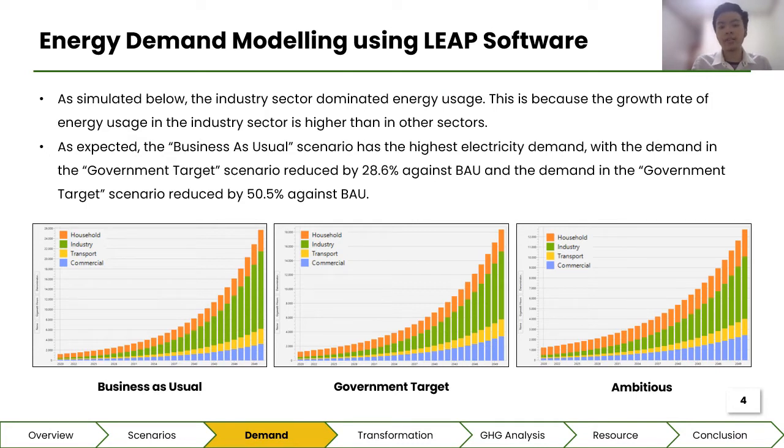And as expected, the business as usual scenario has the highest electricity demand, with the demand in the government target scenario reduced by 28% against BAU, which is maxed out at 26K. And the demand in the ambitious scenario reduced by 50.5% against BAU, or business as usual.